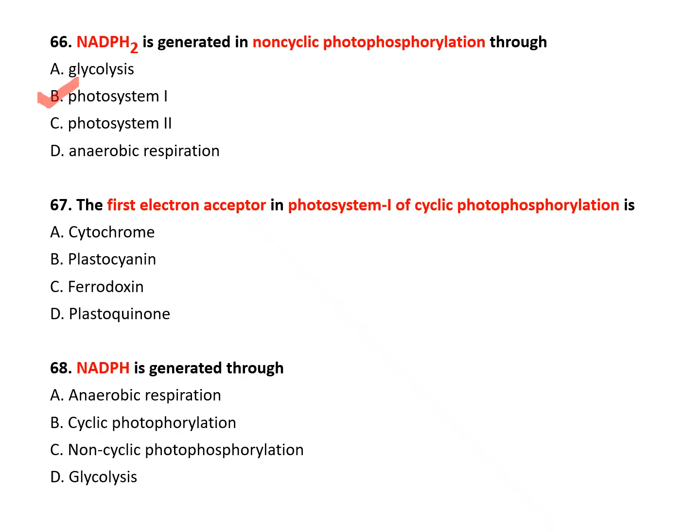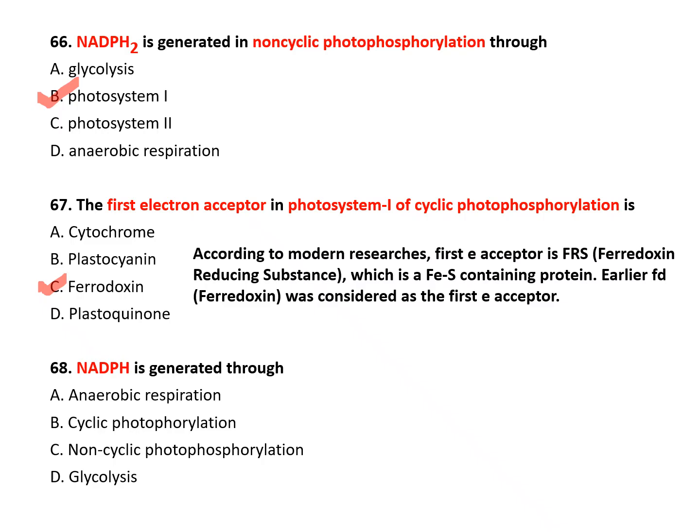The next question, number 67. The first electron acceptor in photosystem 1 of cyclic photophosphorylation is option A, cytochrome, option B, plastocyanin, option C, ferredoxin, option D, plastoquinone. The correct answer is option C, ferredoxin.